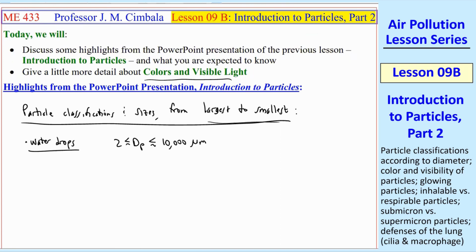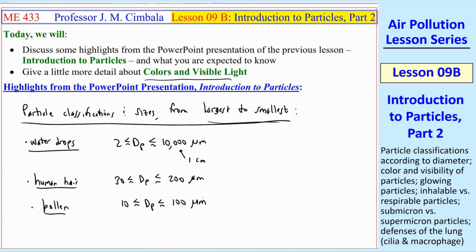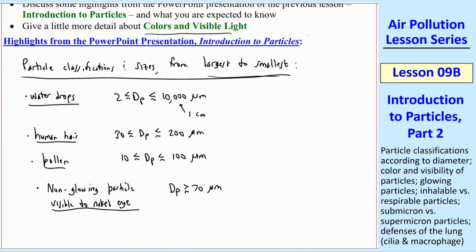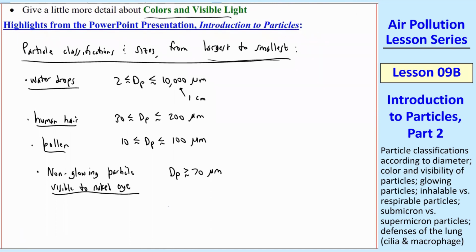Water drops are generally between about 2 and 10,000 microns, and 10,000 microns is 1 centimeter. Human hair is generally between about 30 and 200 microns, depending on the color of the hair, as I said in the slideshow. Pollen is typically between about 10 and 100 microns. Non-glowing particles that are visible to the naked eye are particles greater than about 70 microns.